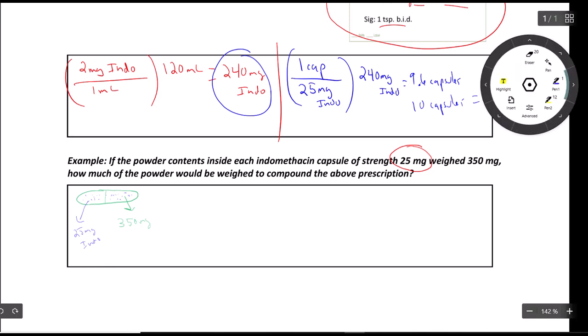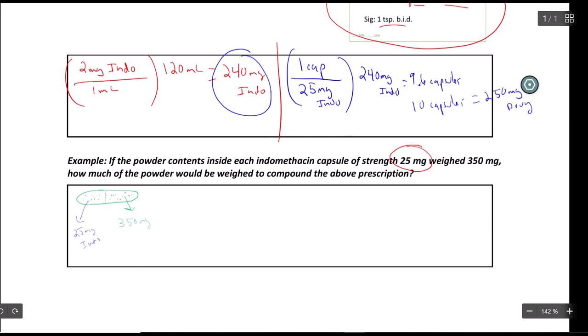So if I was to take 10 capsules and empty them out into my mortar and pestle, here's my mortar and pestle. I'm going to empty out 10 capsules into here. I'm going to have a bunch of powder sitting in here. How much powder do I have? Well, every capsule is 350 milligrams, so I'm going to have 350 milligrams of powder times 10, because I put 10 capsules in there. So this amount of powder is going to be 3,500 milligrams.